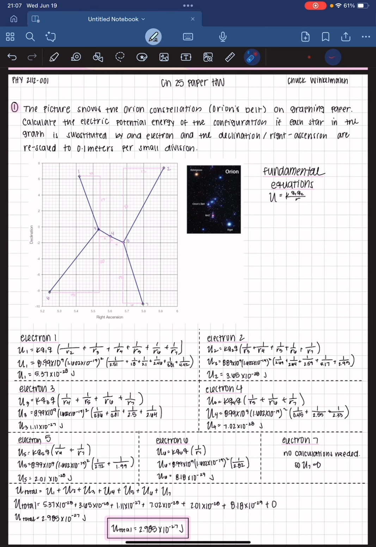The problem reads, the picture shows the Orion constellation, Orion's belt on graphing paper. Calculate the electric potential energy of the configuration if each star on the graph is substituted by an electron and the declination/right ascension are rescaled to 0.1 meters per small division.